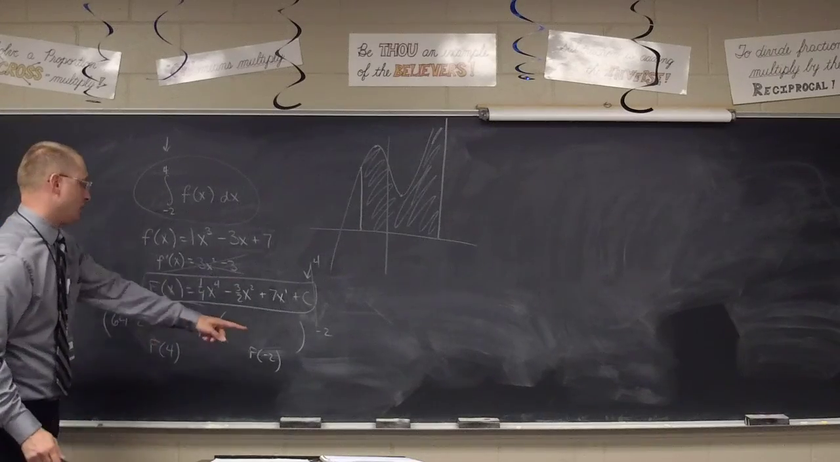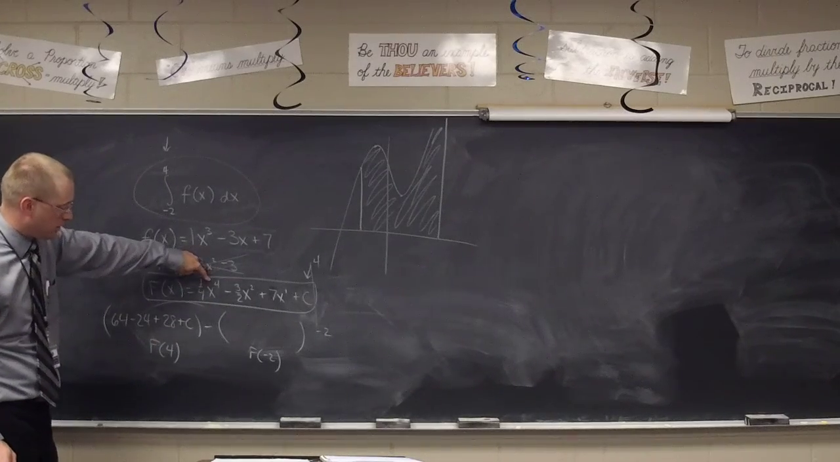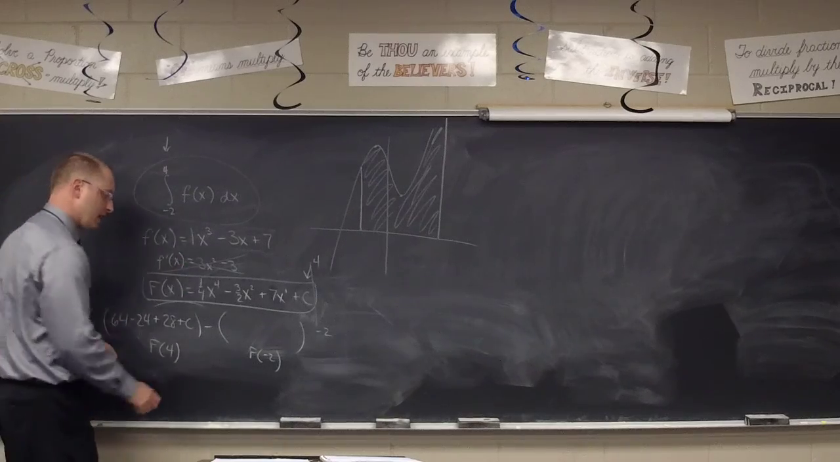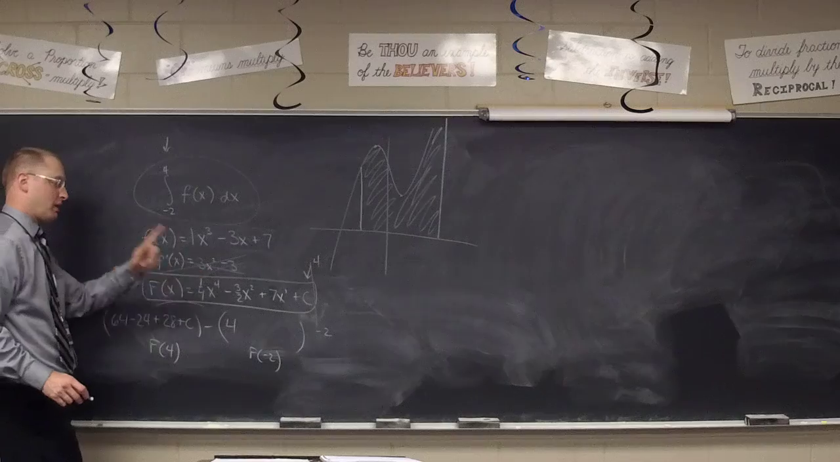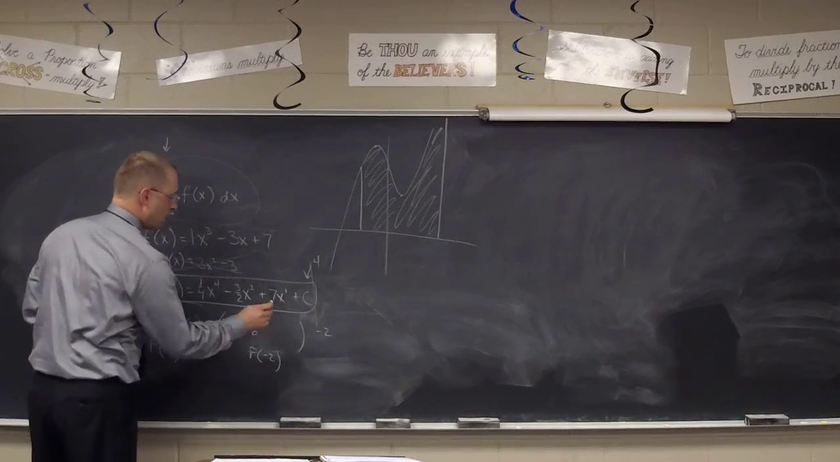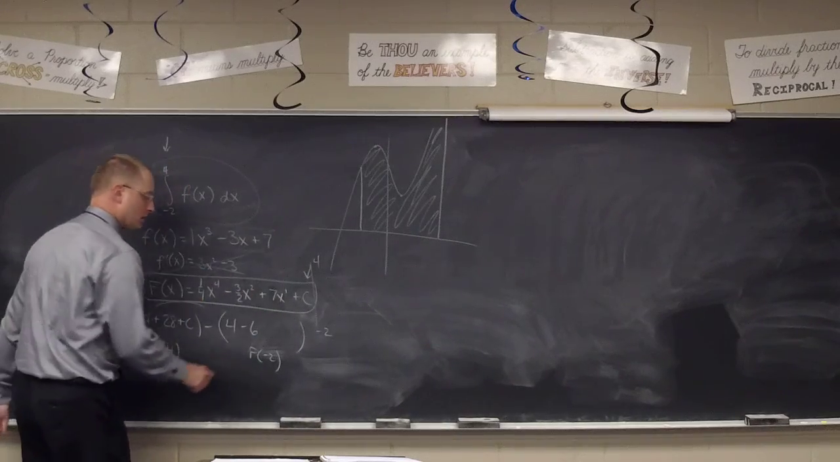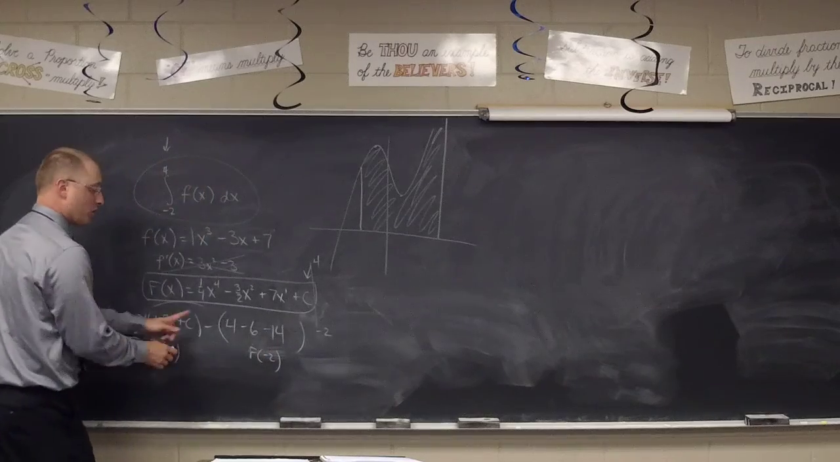Okay, and then we plug in the negative 2. Negative 2 to the 4th, and then take a 4th of that: 4. Negative 2 squared, 4, and then take negative 3 halves of that: negative 6. And then negative 2 times 7: negative 14. And of course, all the signs are going to change.